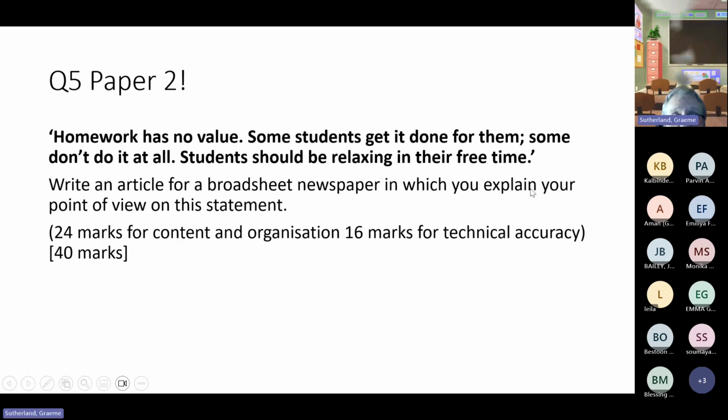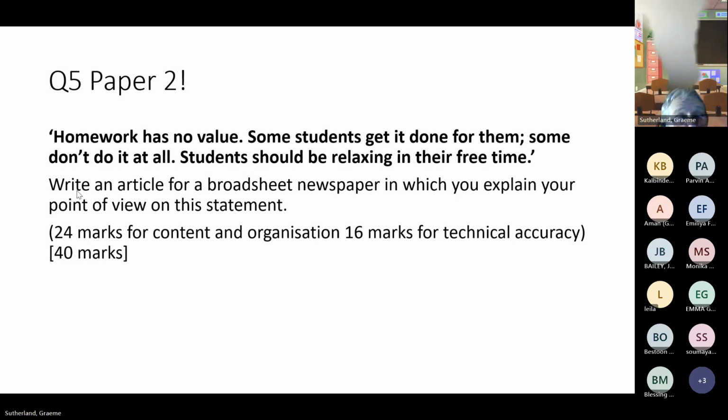So this is an example. There's your statement in the inverted commas, in speech marks. "Homework has no value. Some students get it done for them. Some don't do it at all. Students should be relaxing in their free time." So this is just a statement of opinion from who knows. But that's there for you, just like the photograph on paper 1. That is there to inspire you. Okay? That's your starting point.